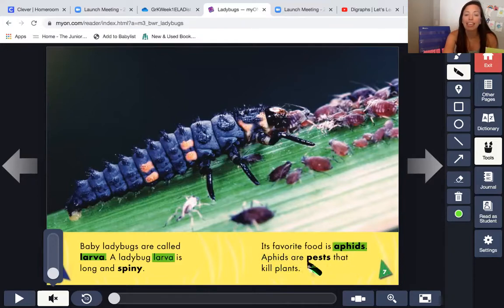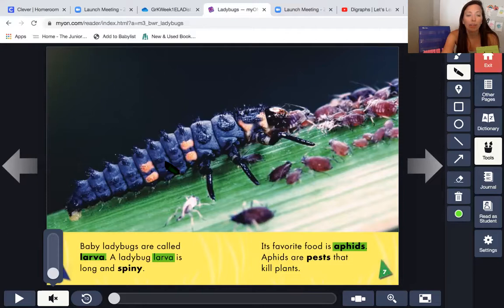Aphids are pests that kill plants. Ooh, so aphids are pests that kill plants, but it says that ladybugs like to eat them. That's their favorite food. So that tells me that ladybugs are kind of being helpers, because they are eating these yucky pests so that the plants are not being killed. If you look at this photograph, all these little bugs around the larva are the aphids. They are surrounded by the aphids because they are trying to get a good meal.